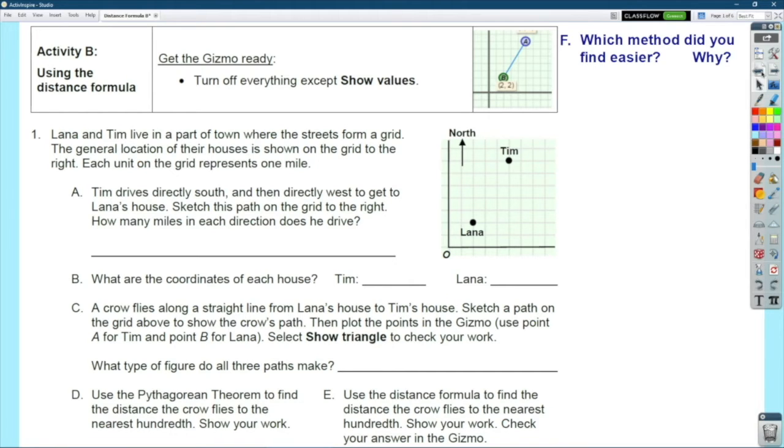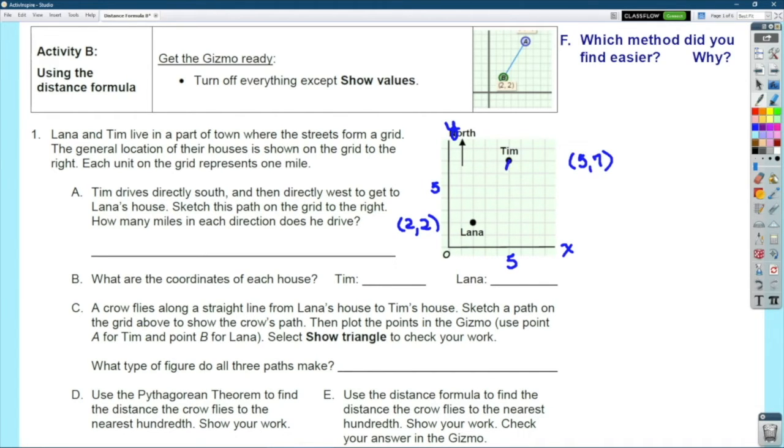So they already posted the points. I'm going to go ahead and say where the points are. If we are counting by ones, then this is 1, 2, 2. And this is Tim right here. And 1, 2, 3, 4, 5. And this is 1, 2, 3, 4, 5, 6, 7. So 5, 7. We might need that later.